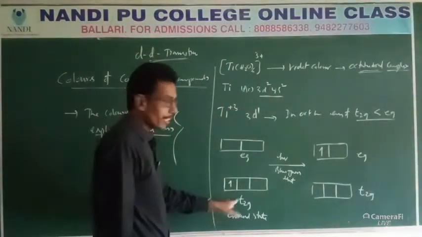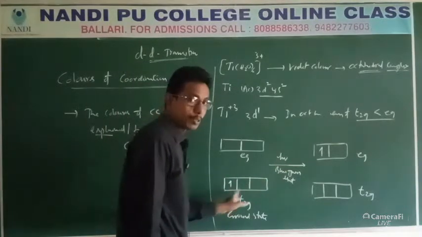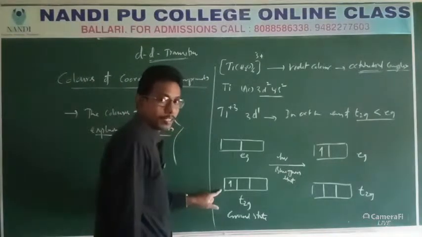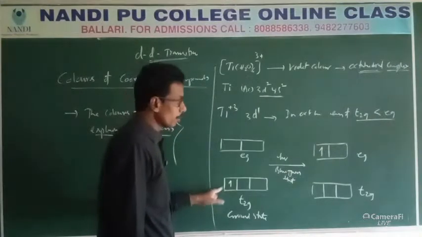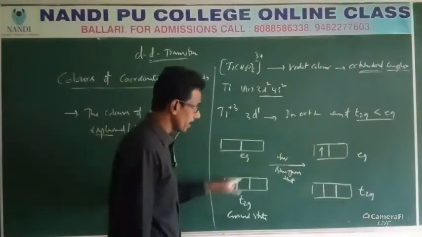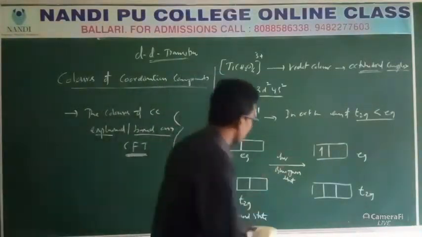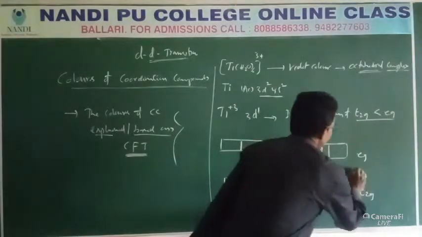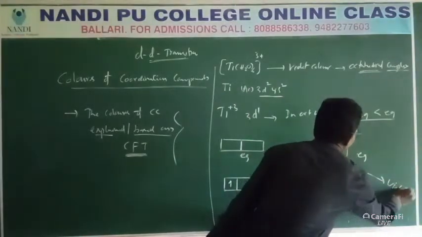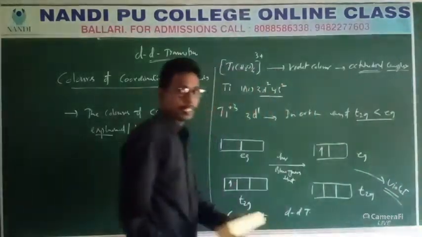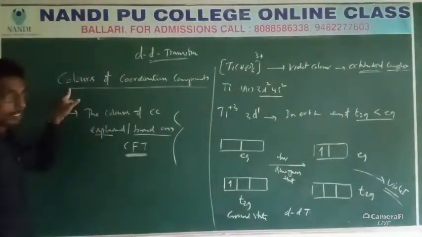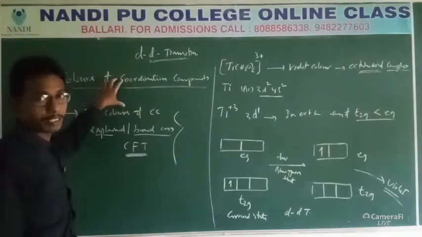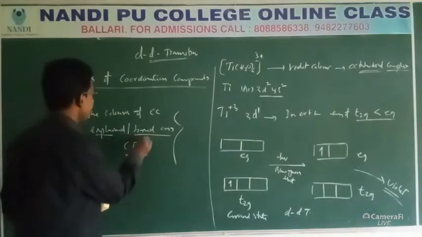This is one D set, another D set, D to D. So one electron shifted from one set of D to another set. One set is T2G, another set is EG. This is called DD transition. In this it emits violet color. Okay, children, again repeat, what is the concept name? Colors of coordination compounds. These colors of coordination compounds are based on CFT.